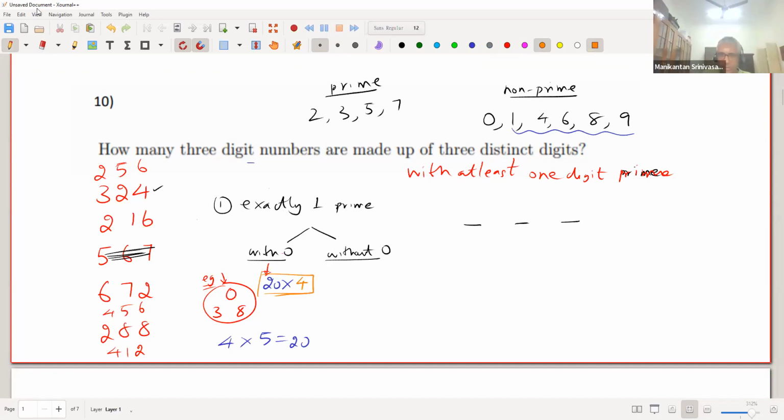Without 0 is the other part. 20 ways of choosing what digits we want. Since 0 is non-prime, my job now is to select one more non-prime digit and one prime digit, correct? That's why we are at 4 into 5. Does it make sense, Harsh?